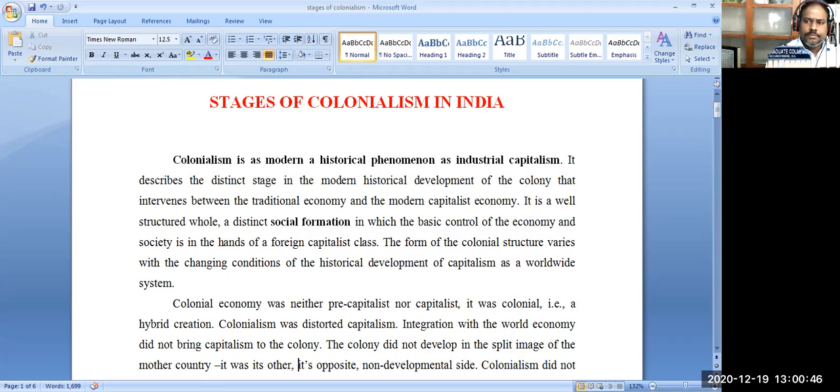In our last class, we completed the third unit of the third paper, Dalit movements. Within the third unit, third module, we completed various anti-caste movements which emerged in colonial India. Among them, the Adi Dravida movement.